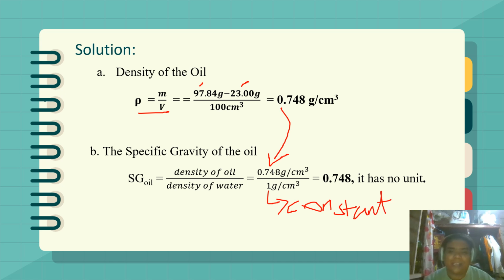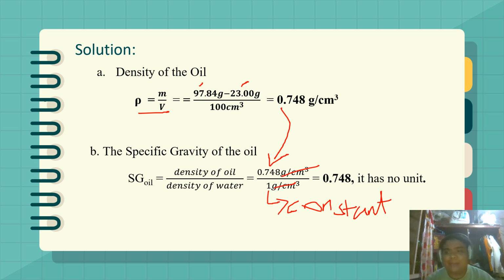Okay? The gram per cubic centimeter at the bottom is constant. It doesn't change. It's always there, because the density, the gravity, is always measured against the water. So you now have 0.48. It has no unit. Technically, this one is cancelled out and this one is cancelled out, so it has no unit.